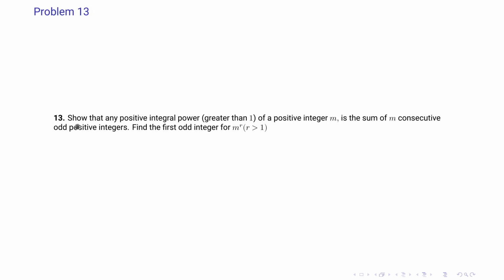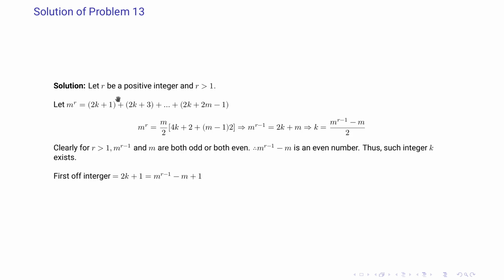Problem 13 says, show that any positive integral power greater than 1 of a positive integer m is the sum of m consecutive odd positive integers. Find the first odd integer for m to the power r, where r is greater than 1. So for us, r is a positive integer, that is r greater than 1. So we let m to the power r be equal to (2k plus 1) plus (2k plus 3) up to (2k plus 2m minus 1), that is m consecutive odd integers over here.